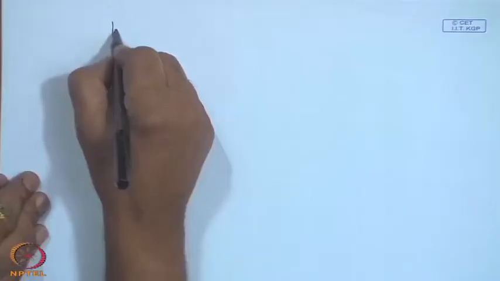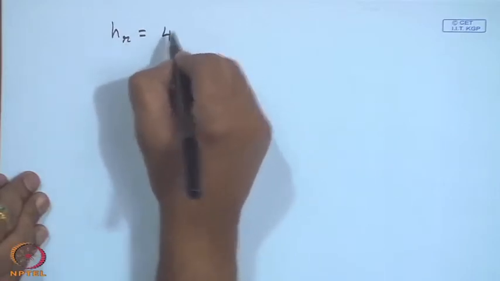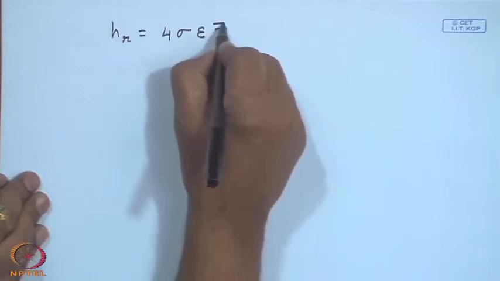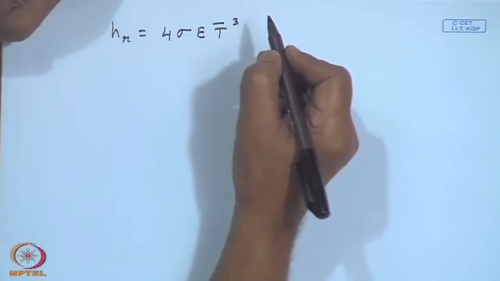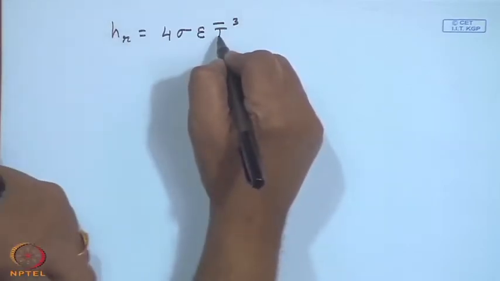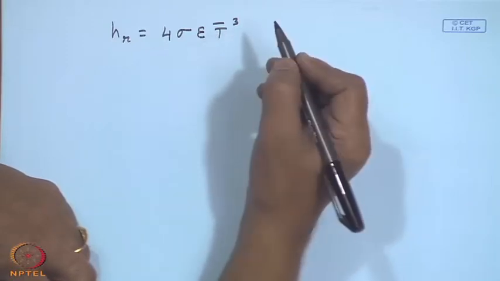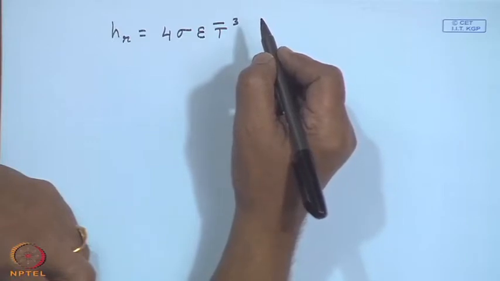And of course, we can express the radiative heat transfer coefficient in terms of 4 sigma epsilon T bar to the power 4, where as we have already defined, it is an average of the temperature of the receiver T r and the surrounding ambient temperature T a in terms of the 4th powers.